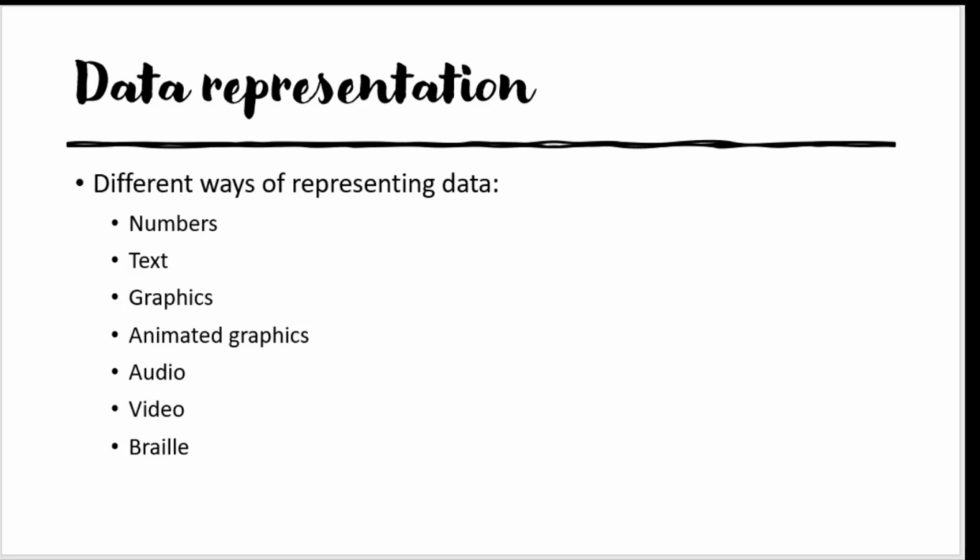Data representation is as well a different way of representing data. Now, you might be thinking, okay, how does this link with data types? Well, because the way that we represent data has similarities with the different data types. So, for example, we can represent data as numbers, text, graphics, animated graphics, audio, video, braille, and the way that we will represent this data will have its advantages and its disadvantages.